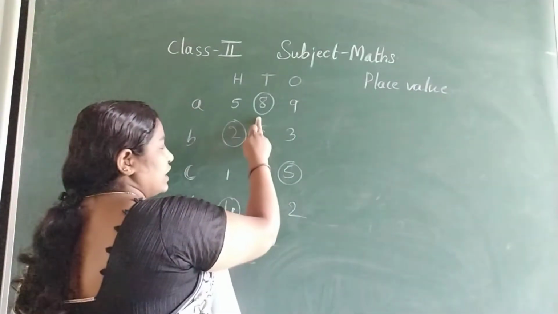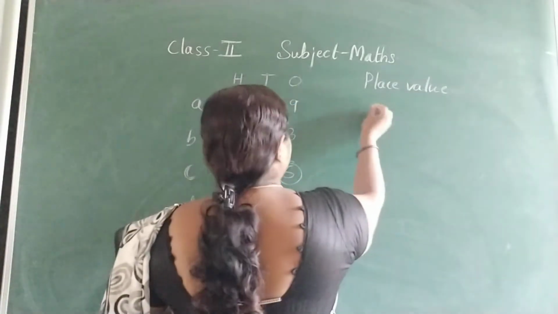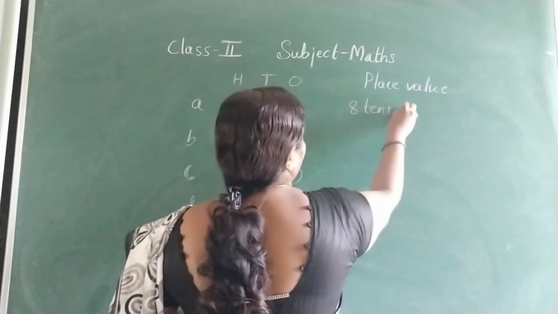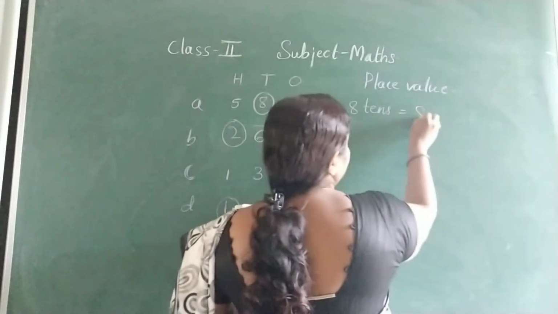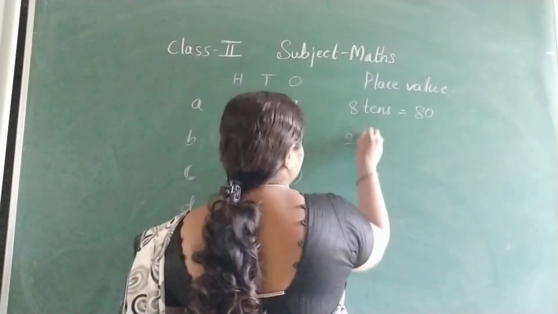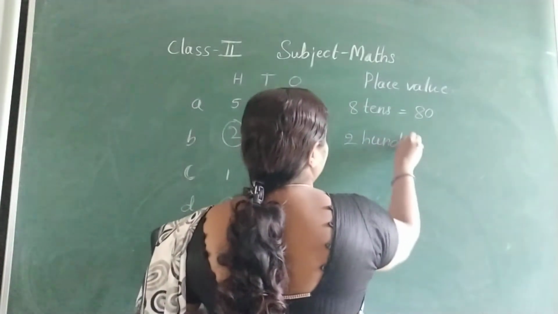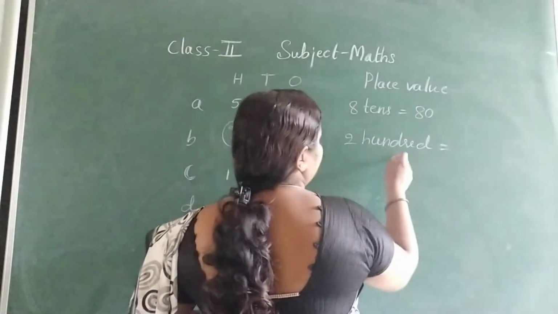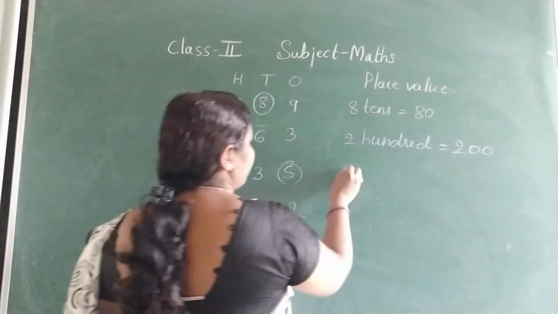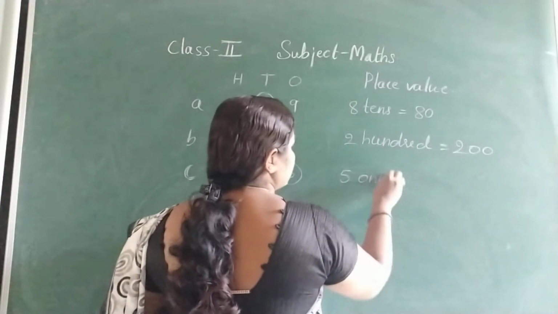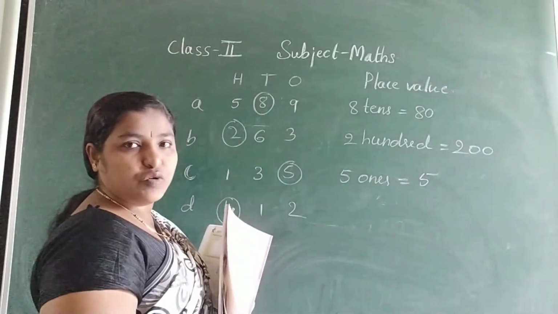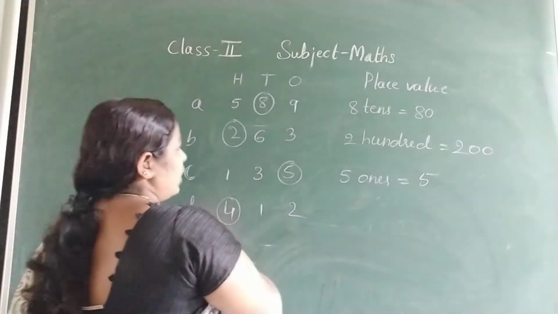Now 8 is circled. The one they have done is 8 tens, which is nothing but 80. Next, 200s. 200 is nothing but 200. Then 5 ones. Write the answers in your textbook also. Then 400.